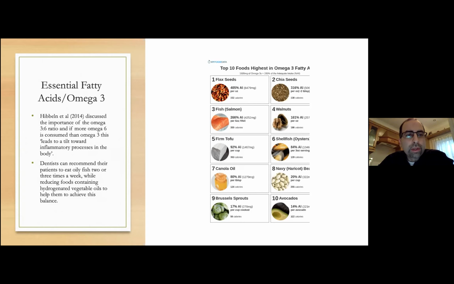It was discussed in 2014 by Hibbeln that the omega-3 to omega-6 ratio is important, and if more omega-6 is consumed than omega-3, this leads to a tilt towards inflammatory processes in the body, and this becomes a problem. So as dentists, we can recommend to our patients to eat oily fish two or three times a week, while reducing foods containing hydrogenated oils, processed oils and vegetable oils, to help them achieve this balance. These vegetable oils are detrimental in increased amounts.